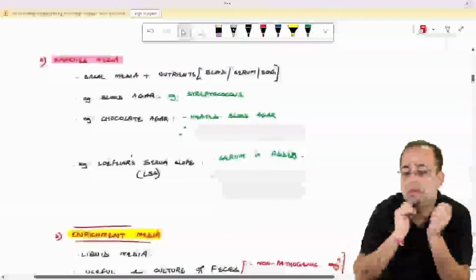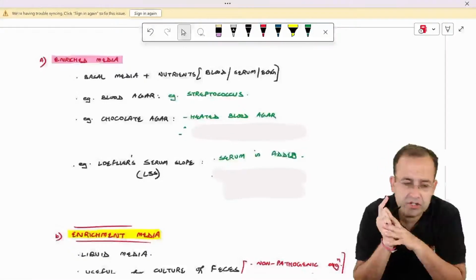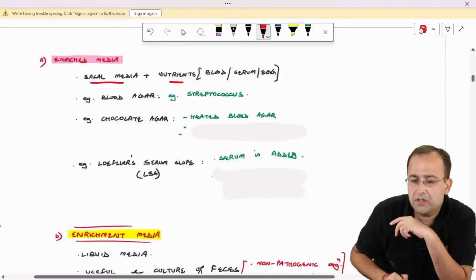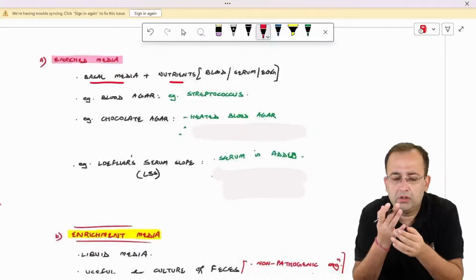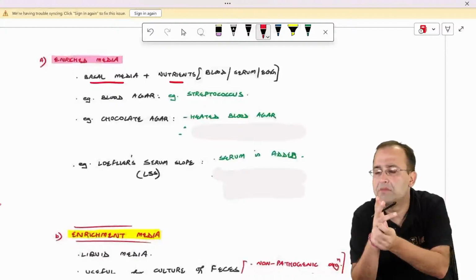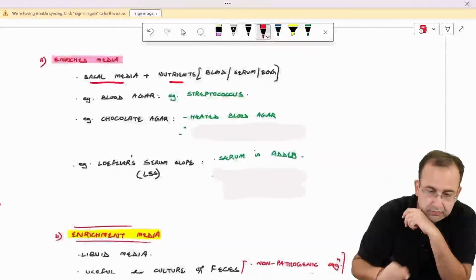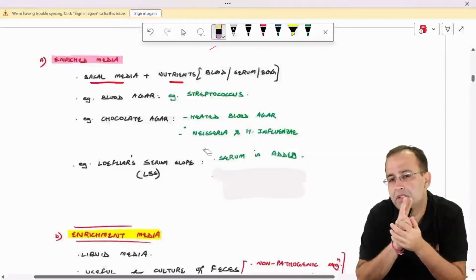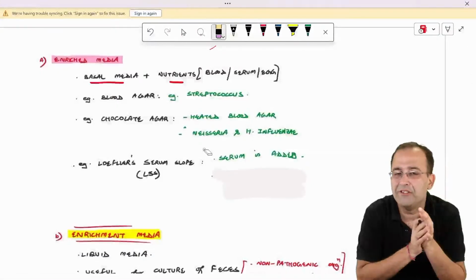Next is culture media. The first is the enriched media. Enriched media, along with basal media, contain nutrients which can be blood, serum, or egg. Blood agar: the whole classification of Streptococcus is on blood agar. We will be seeing Streptococci on blood agar with alpha, beta, and gamma hemolysis. Chocolate agar is heated blood agar, which we use for Neisseria and Haemophilus influenzae. It has nothing to do with the chocolates that we love.